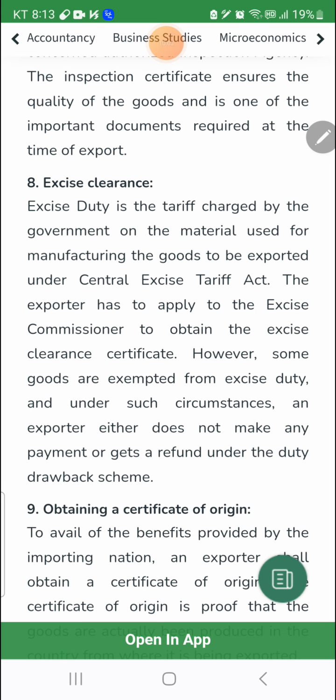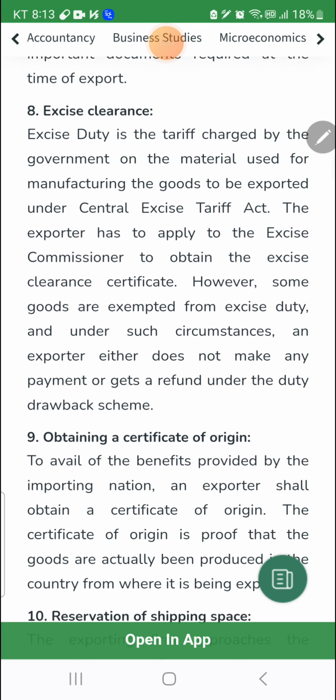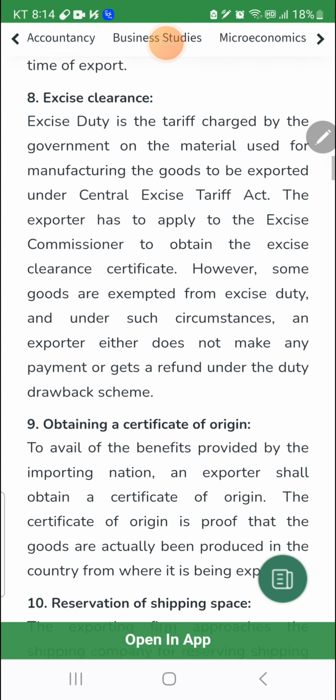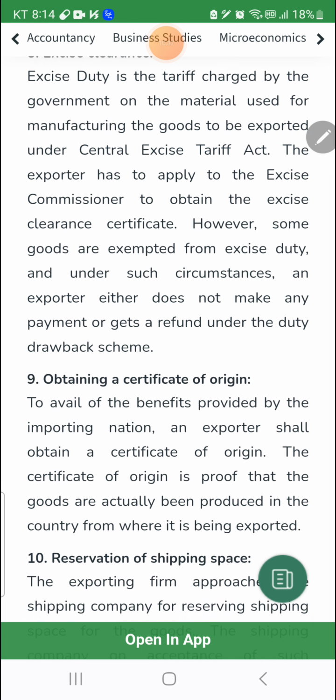Excise duty is the tariff charged by the government on the material used for manufacturing the goods to be exported under Central Excise Tariff Act. The exporter has to apply to the Excise Commissioner to obtain the excise clearance certificate. However, some goods are exempted from excise duty, and under such circumstances, an exporter either does not make any payment or gets a refund under the duty drawback scheme.